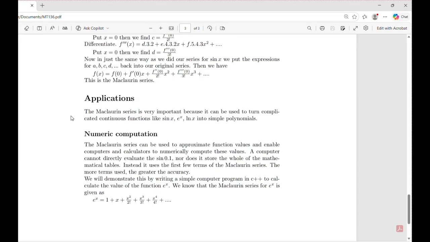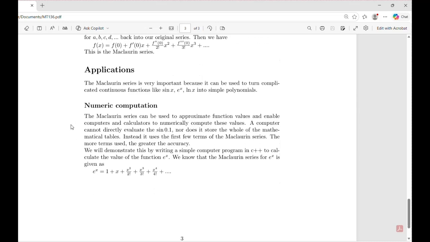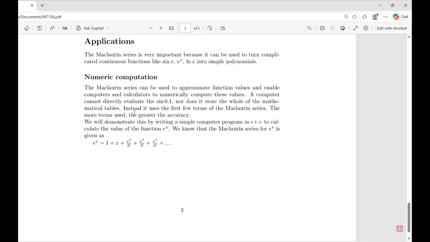Okay, so next we go to applications. The Maclaurin series is very important because it can be used to turn complicated continuous functions like sine of x, e to the x, ln of x into simple polynomials. The Maclaurin series can be used to approximate function values and enable computers and calculators to numerically compute these values. A computer cannot directly evaluate, for example, the sine of 0.1, nor does it store the whole of the mathematical tables. So this will not be feasible.